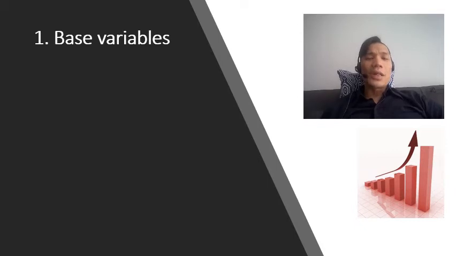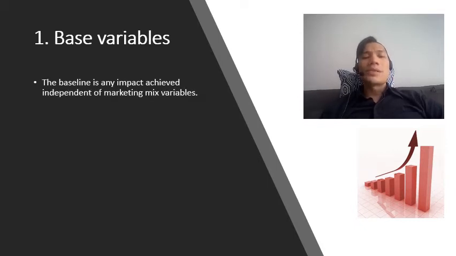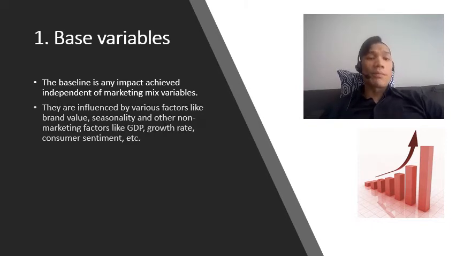So let's start with our base variables. Base variables are basically the baseline impact that is achieved that is not affected by the marketing mix variables or the marketing promotion. So it could be seasonality, brand value, the equity that we saw in our first lecture, and also things that affect the macro environment, like the GDP, the growth rate, and consumer sentiment.